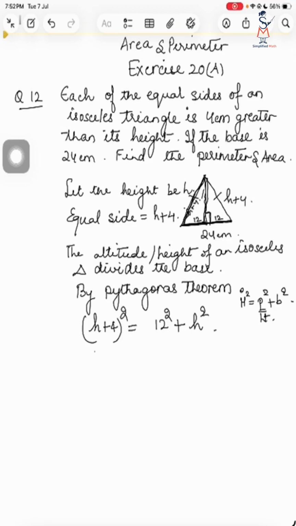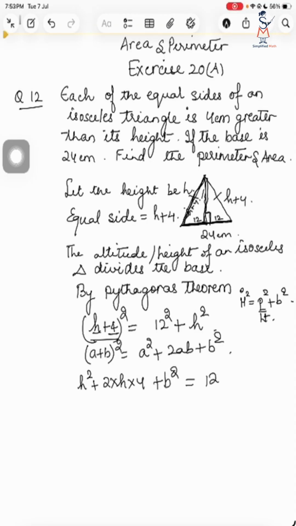We will expand it by the (a plus b) whole square formula, that is a square plus 2ab plus b square. We apply that formula in this (h plus 4) whole square. It will become h square plus 2 into h into 4, that is 8h, plus b square, where b is 4, so 4 square, that is 16, is equal to 12 square, that is 144, plus h square.